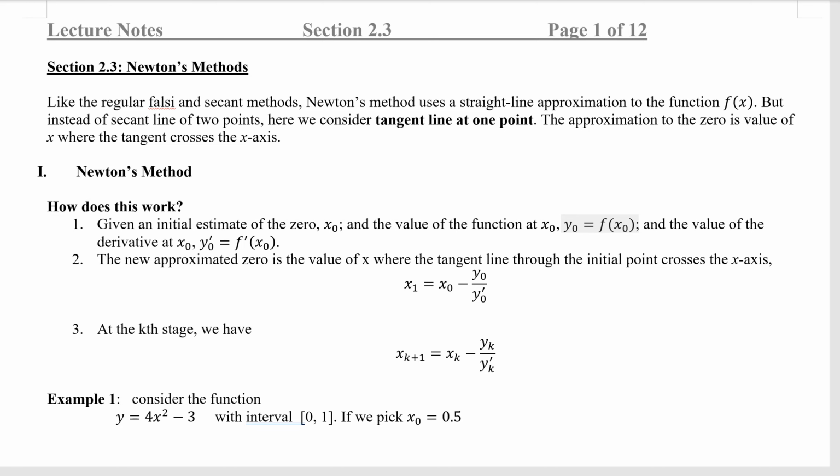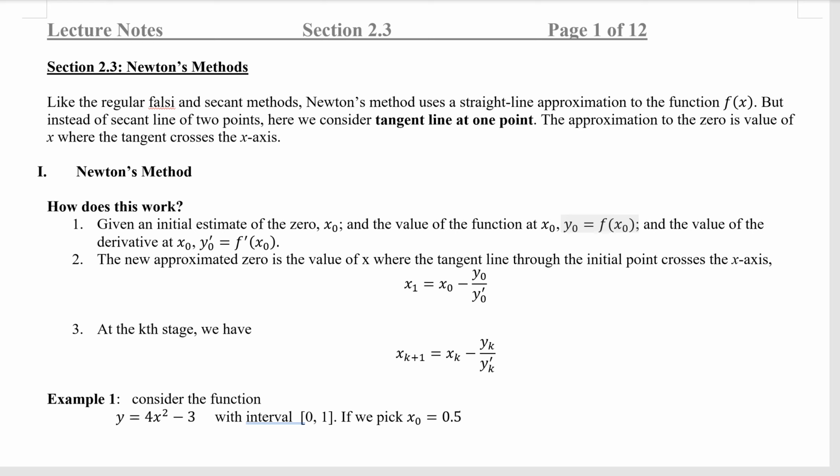Hi everyone. Today, let's talk about session 2.3, Newton's method. So like the regula falsi and secant method, Newton's method uses a straight line approximation to the function f of x. But instead of the secant lines of 2 points, here we consider the tangent lines at 1 point. The approximation to the zero is the value of x where the tangent line crosses the x-axis.